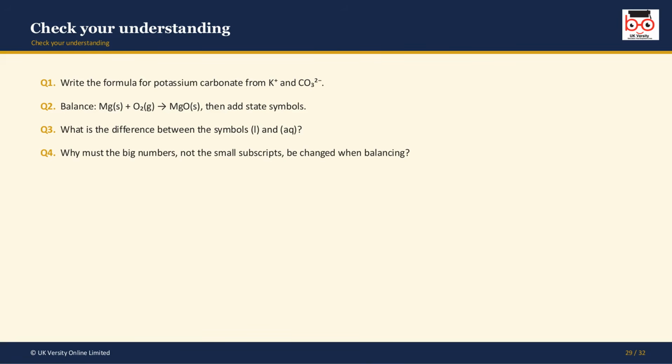Time to check your understanding. First, write the formula for potassium carbonate from the potassium ion and the carbonate ion. Second, balance magnesium plus oxygen goes to magnesium oxide, then add the state symbols. Third, what's the difference between the symbols for a pure liquid and for aqueous? And fourth, why must you change the big numbers, not the small subscripts, when balancing? Work through each one.